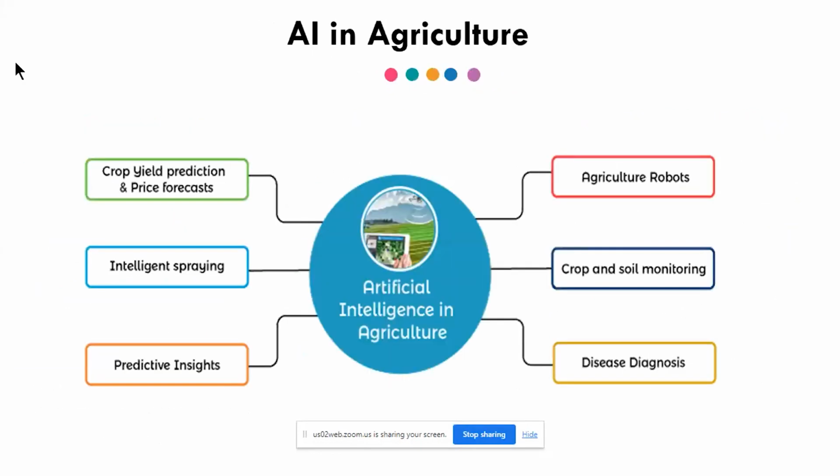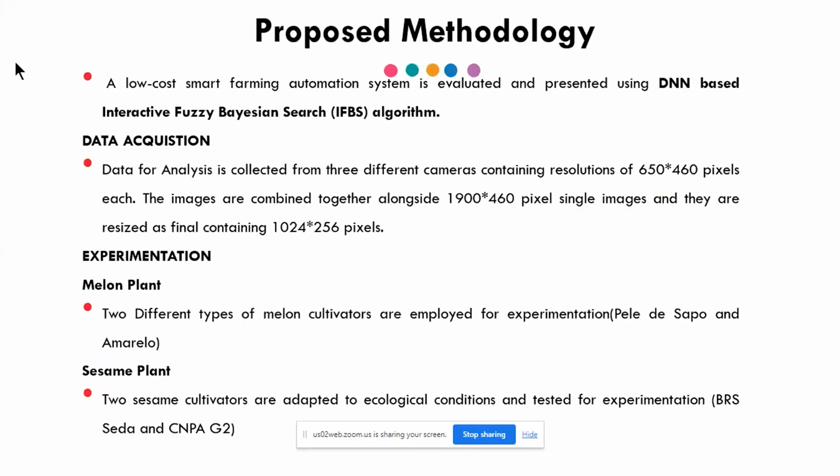And next, AI in agriculture. Basically, when we take artificial intelligence in agriculture, we consider 6 major factors. That is crop yield prediction, intelligent spraying of seeds, predictive insights, agricultural robots, crop and soil monitoring, and disease diagnosis in a variety of crops depending upon the soil quality also. And here in our proposed methodology, we have used IFBS, that is the interactive fuzzy Bayesian search algorithm.